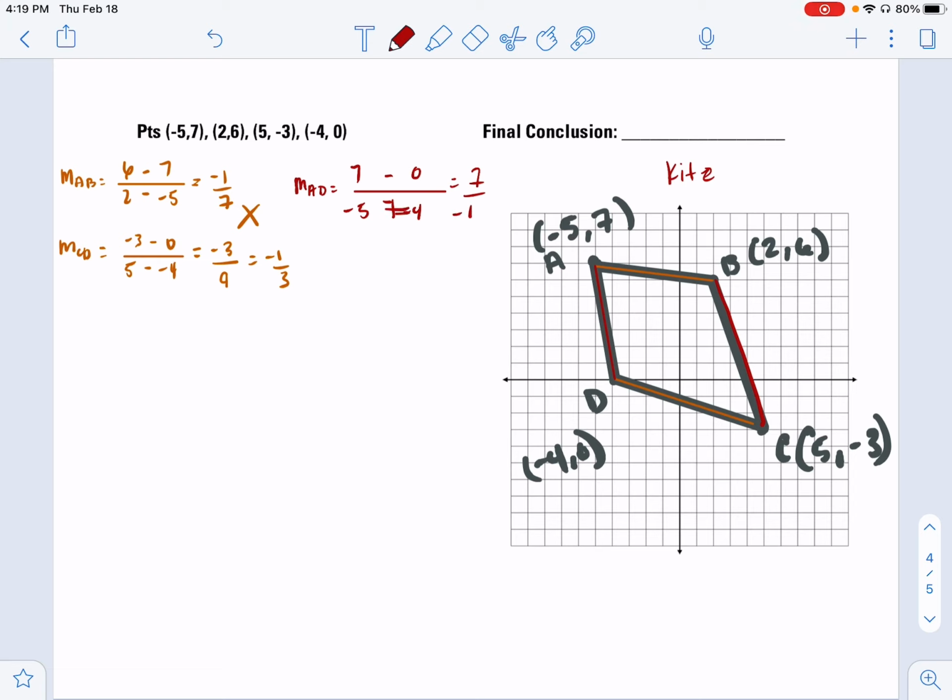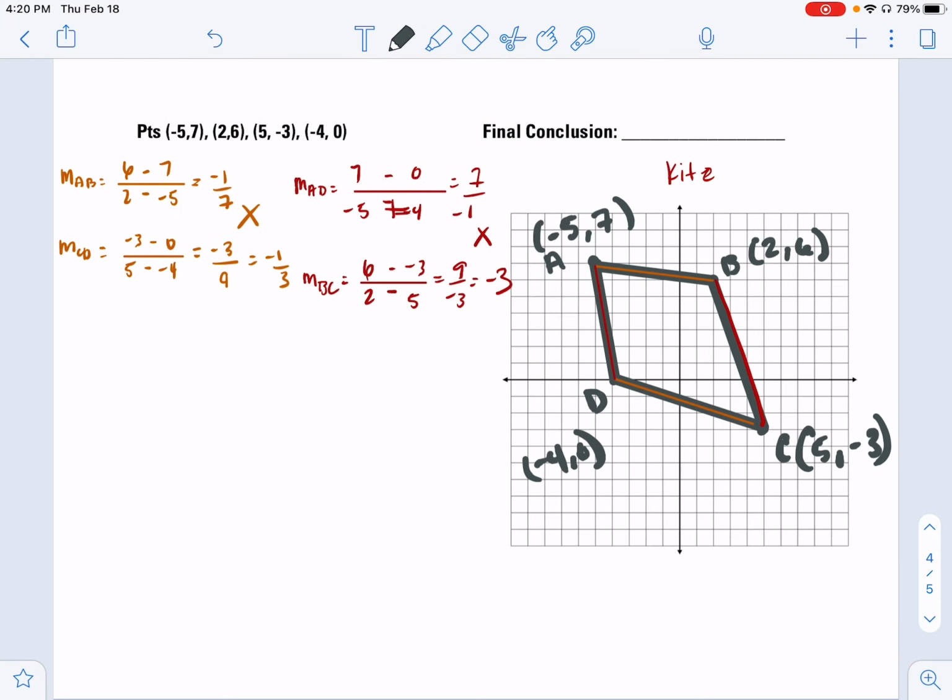Got a -7 there. Oh, I'm sorry, we should be finding BC here, so it is important that you're following. And you see that I color code as I go to be on the safe side. By color coding, I knew I was doing AD and BC. And once again, these are not the same.